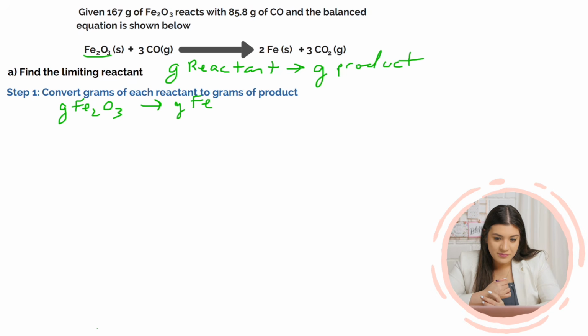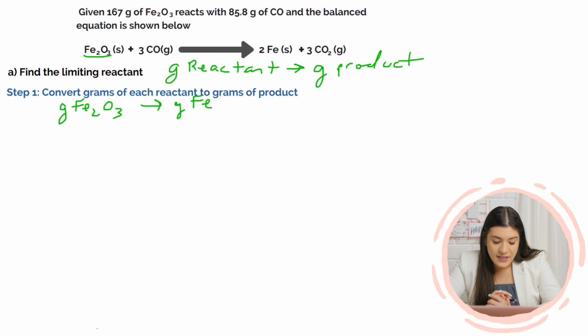I don't know. Where do we get our mole to mole ratio? The balanced equation? Okay. What is our balanced equation telling us? How many moles of iron oxide do we have? 1. Good. So is it 2 over 1? Perfect. So we have 2 moles of iron on top and then 1 mole of iron oxide on bottom.